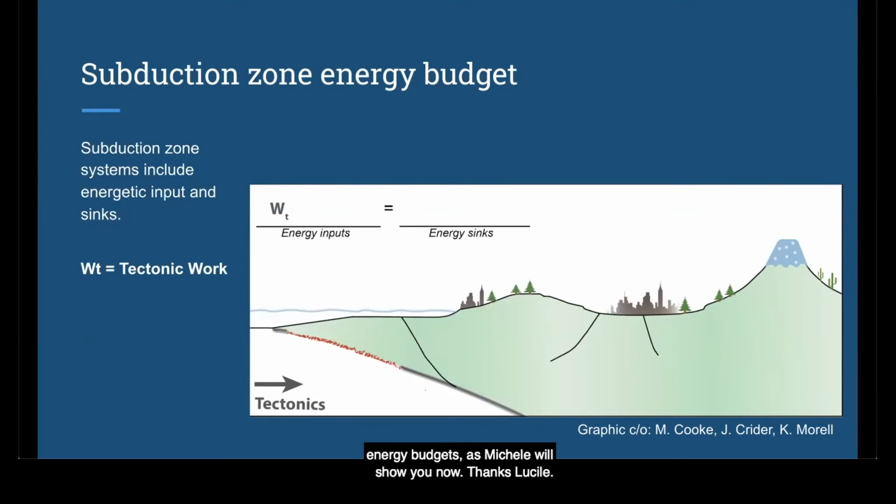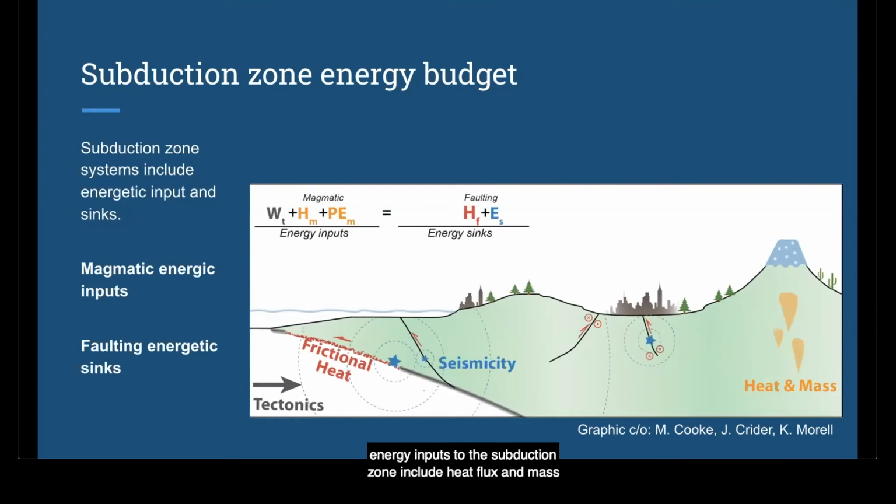Thanks, Lucile. We can conceptualize the subduction zone energy budget as having inputs and sinks. One of the major inputs to the subduction zone is the tectonic work of contraction across the margin. For example, margins with faster contraction rates may have greater rates of energy input to the system. Other energy inputs to the subduction zone include heat flux and mass transport within the volcanic arc. The growth of that topography adds to the potential energy of the system.